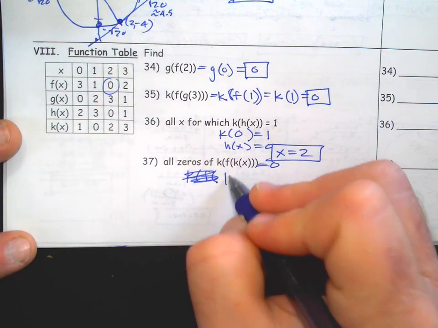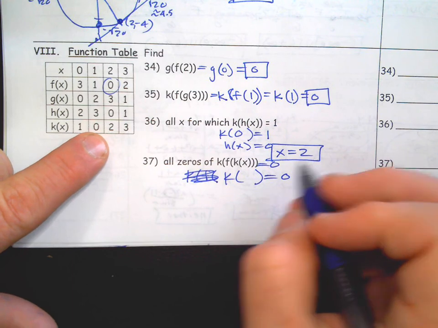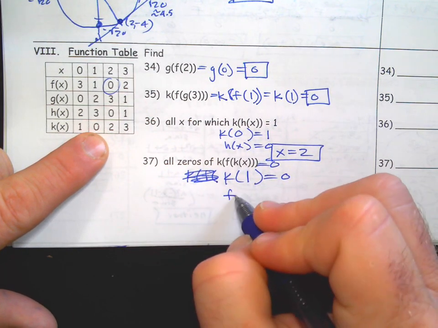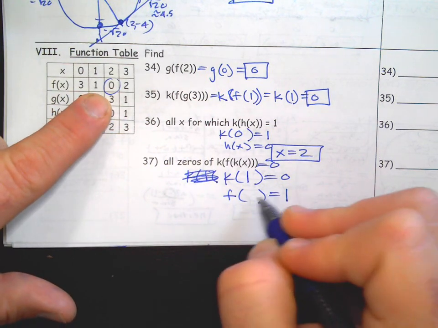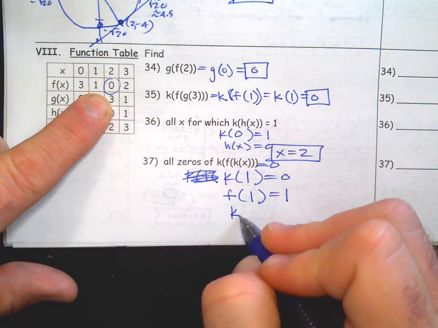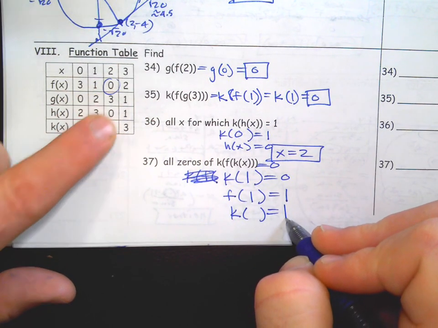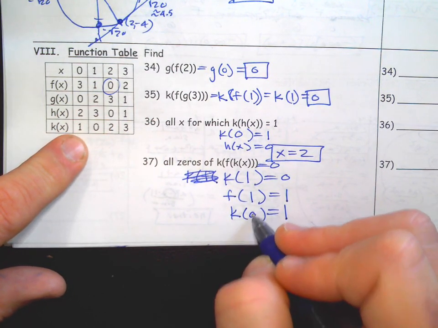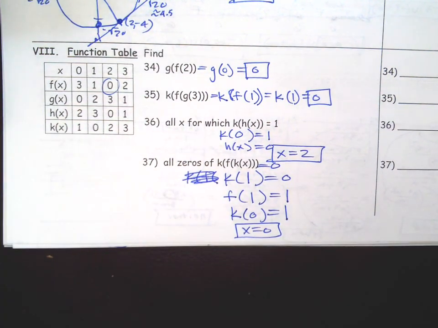Same kind of idea, but we have to work from the outside in. So we got to say, well, what would K of what would be 0? And you say, well, that'd be a 1. So then you say, well, F of what would be 1? Well, that would be a 1. And you say, okay, well, K of what would be 1? K of 1 would be 0. X equals 0. So there you go.